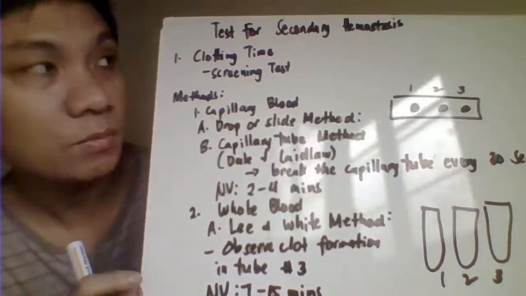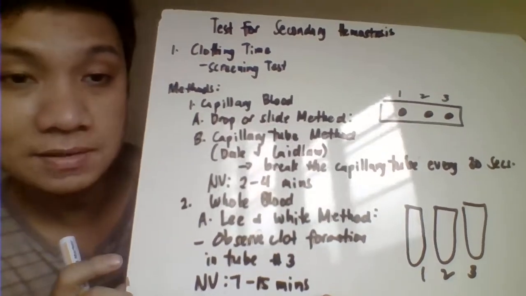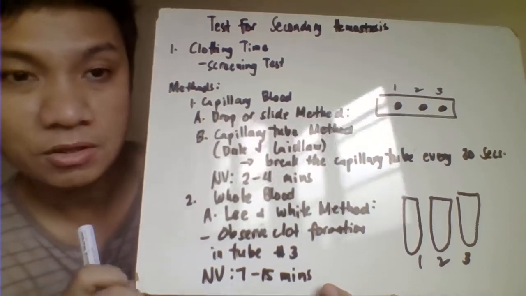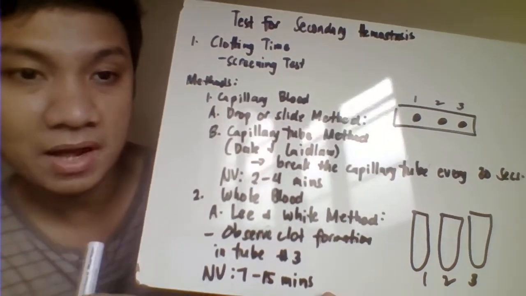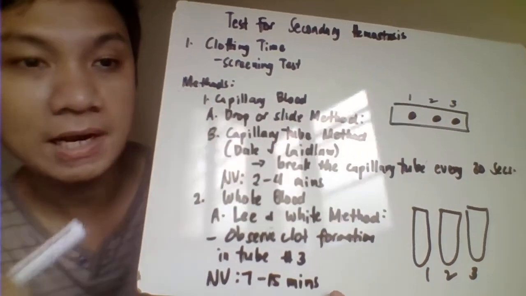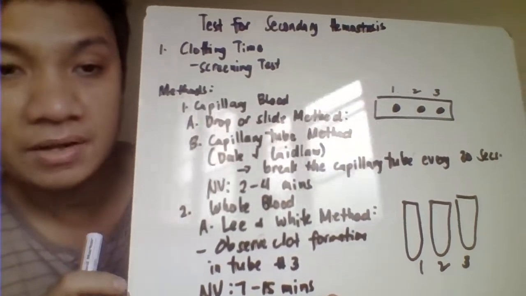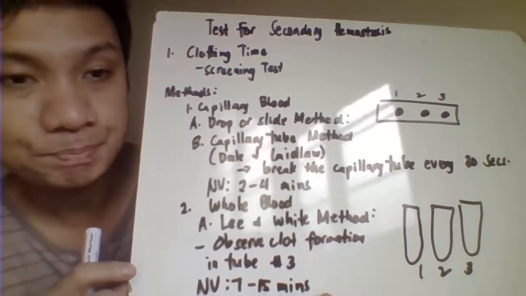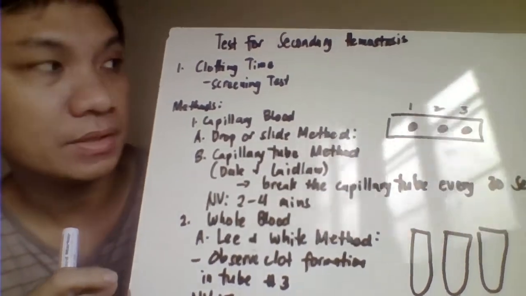So the first one, we have here your clotting time. Clotting time is considered to be the screening test for problems related to your coagulation factors. If you're not able to produce clot formation because you have a deficiency in your coagulation factors, it would tend to increase your clotting time. It would have a prolonged clotting time result.